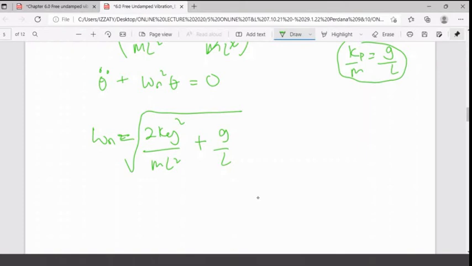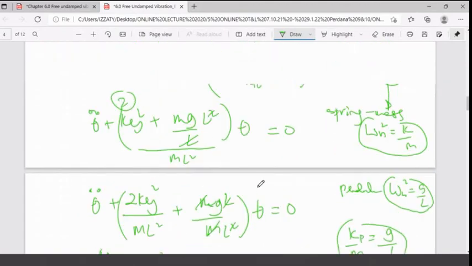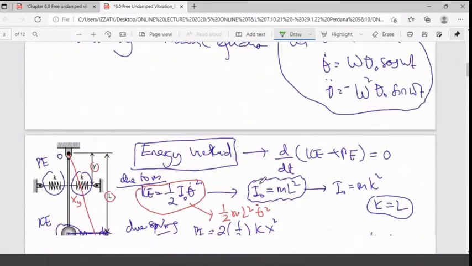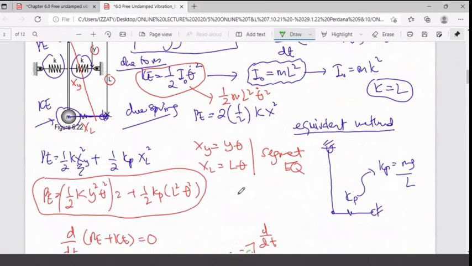Okay, the other part is to solve by the energy equivalent method. For the equivalent method, I'm not going to do this one because it is not very difficult. I would just like to give you an idea of how you do the transfer.